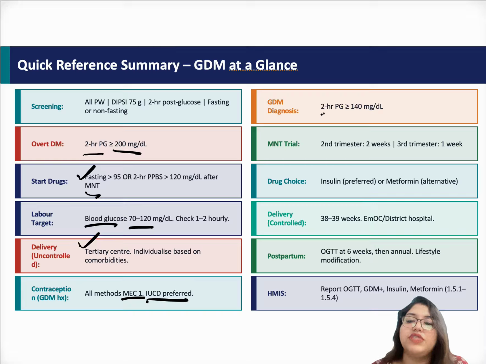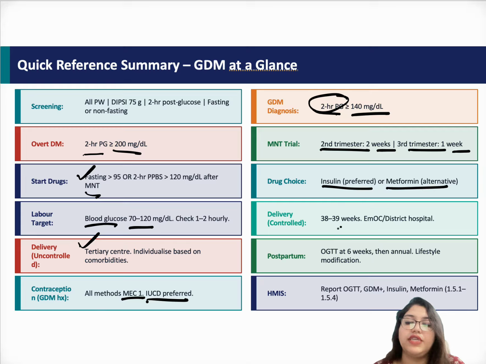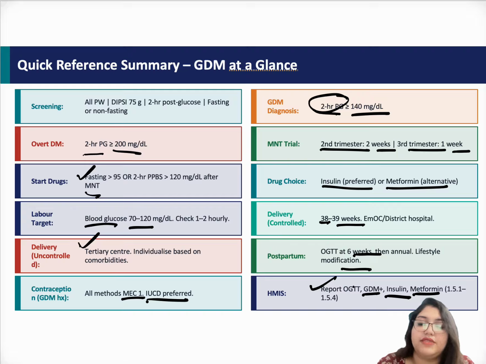GDM diagnosis is when 2 hour post glucose is more than 140. MNT trial: second trimester is given for 2 weeks, third trimester for 1 week. Drug choice, insulin is preferred or metformin is an alternative. Delivery, if it is controlled, 38 to 39 weeks. Postpartum, OGTT at 6 weeks, then annual. Lifestyle modification. At HMIS, you have to report OGTT, GDM plus, insulin or metformin. These are all the guidelines in the HMIS.